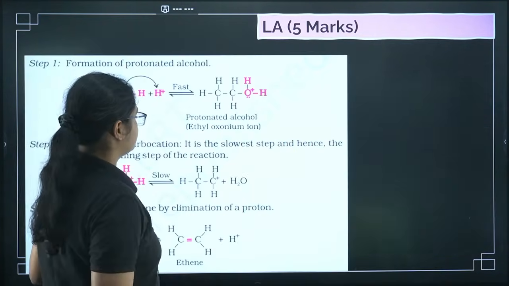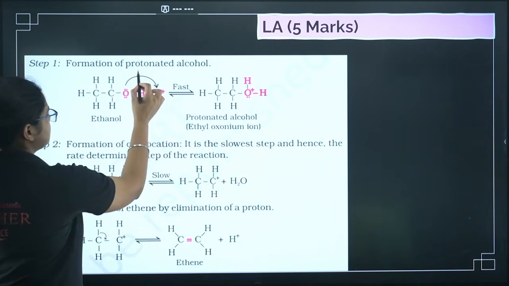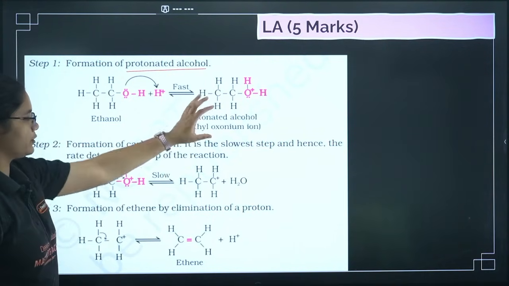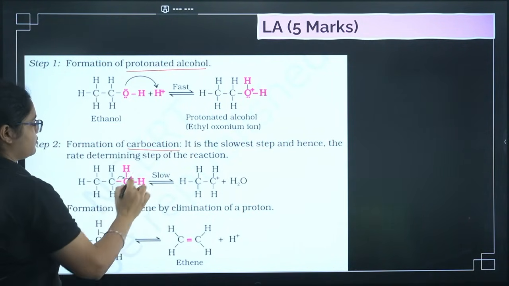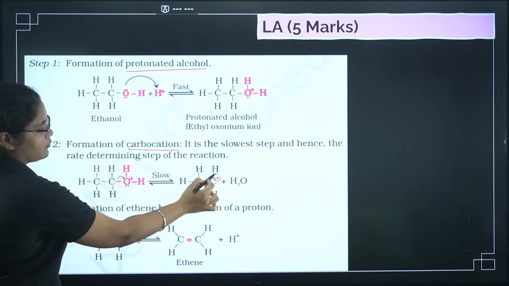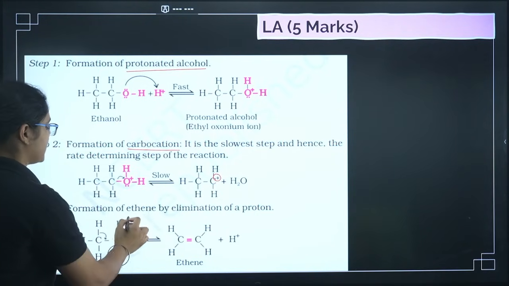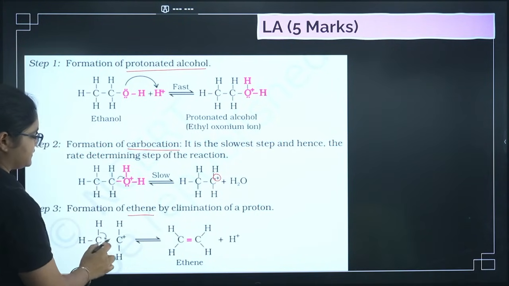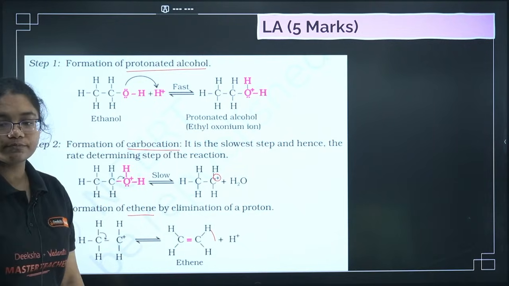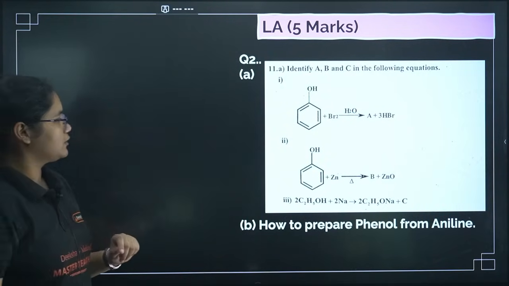Okay. Now I'll show you the mechanism and how to write it. The first step is protonation of alcohol. The second step is formation of carbocation. This group moves here and there's a carbocation here. After that there is elimination or deprotonation, where you will get the ethene molecule. Okay. Now let's go to the second question.